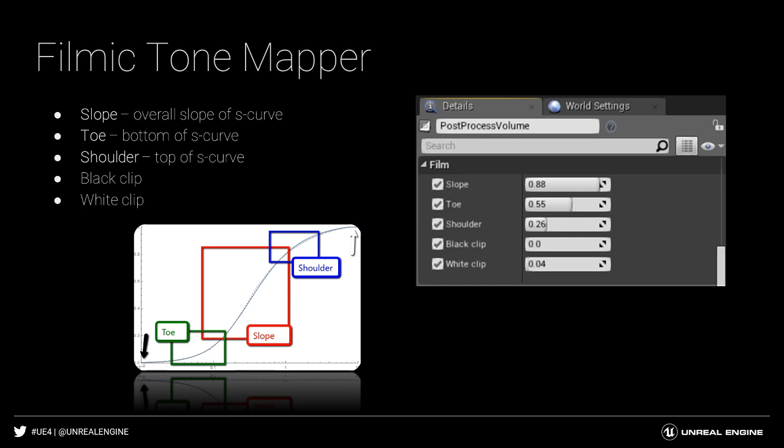First of all, you'll find the slope. This controls the overall shape of the S-curve. Next, at the bottom of the S-curve, we have the toe, which controls the darks. And at the top of the S-curve, we have the shoulder, which controls the brights. Finally, we have black clip and white clip. These are used to control the maximum darkness and the maximum brightness, respectively.